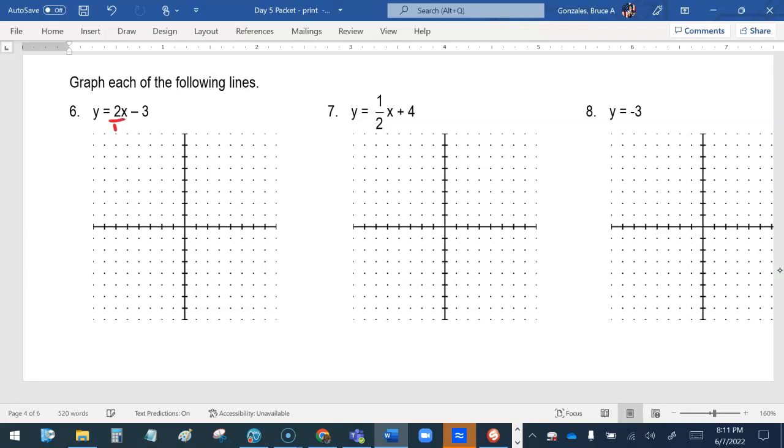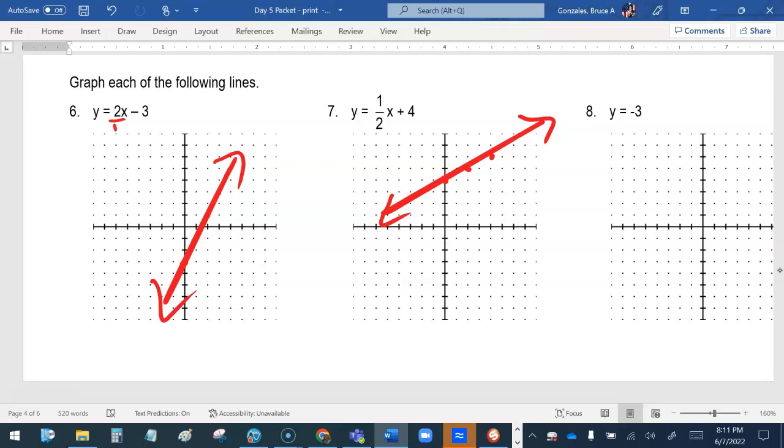The slope is 2/1. It hits at -3, so -3 is right here. Up 2/1, up 2/1, up 2/1. This is some review from Algebra 1, so hopefully this isn't too difficult. My y-intercept is 4. That's where I begin, and the slope is 1/2. So up 1/2, up 1/2. And my lines aren't perfect. It is what it is.